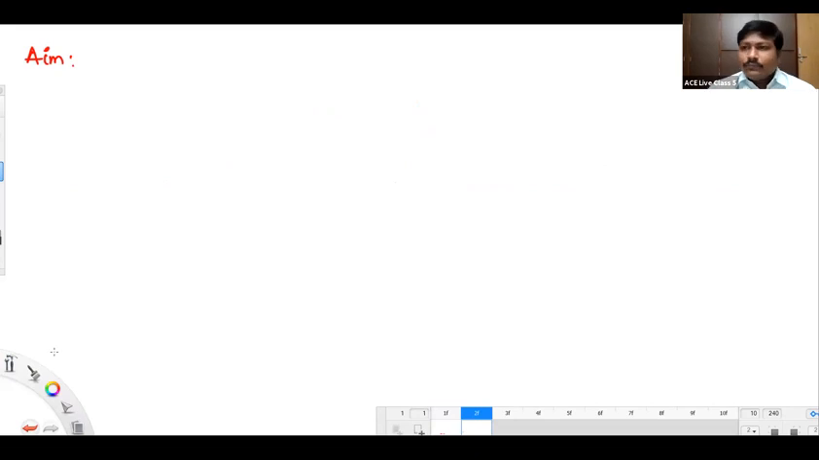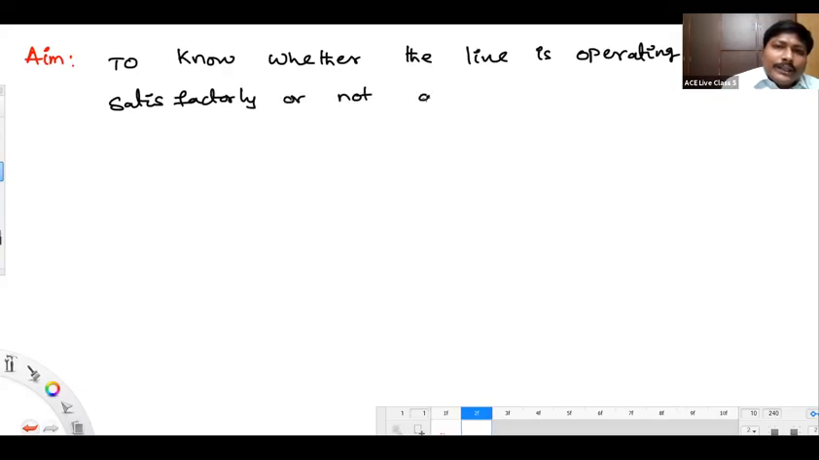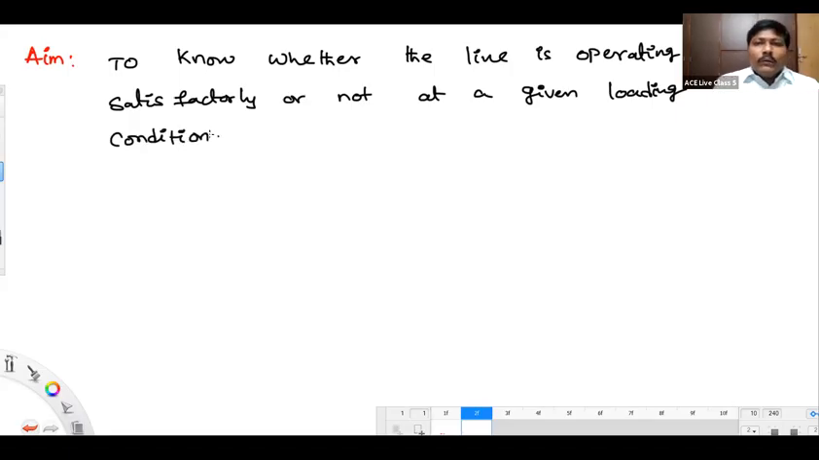The aim here is to know whether the line is working satisfactorily or not, whether the line is operating satisfactorily or not at a given loading condition.